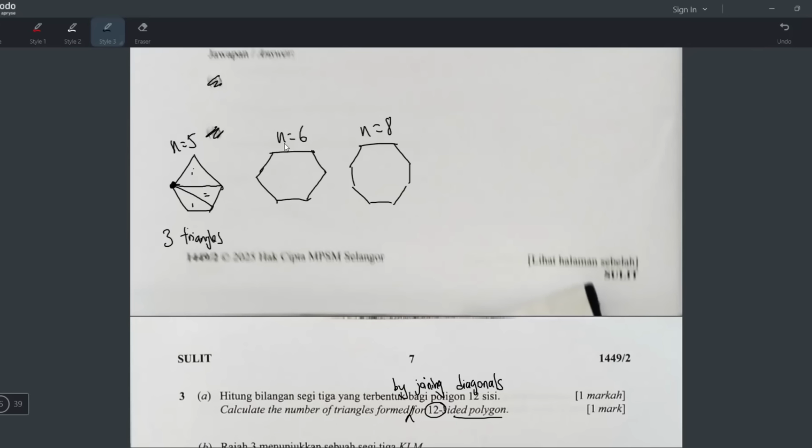For n equals 6, for this hexagon, when you join diagonals, it will be this one to this one to this one, and you get 4 triangles. And for 8 sides, you join diagonals like this, so you get 1 triangle. Join like this, you get the second one, and then like this, like this, like this. So you get 1, 2, 3, 4, 5, 6. You have 6 triangles.